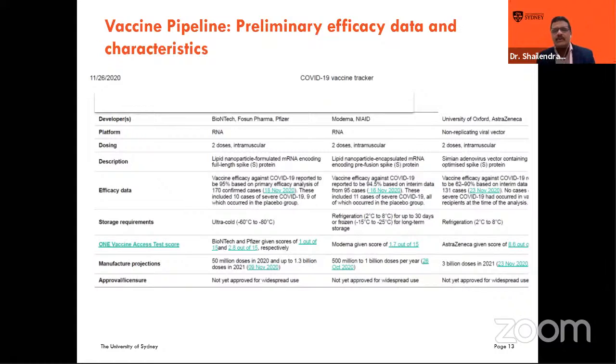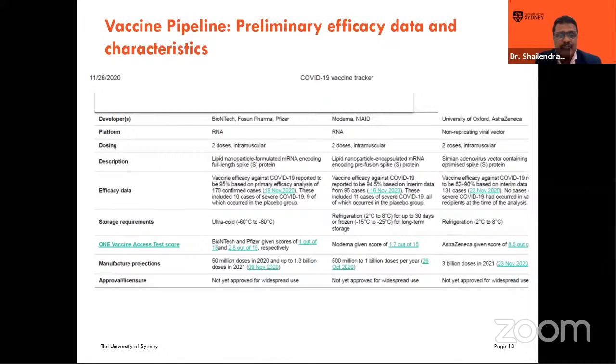And this is just to show you, we don't have much data on Gamaleya, I'll show you some though. So this is kind of a side-by-side comparison. I'm sorry about the font, it's very small. First is the Pfizer vaccine, which is an RNA vaccine, 2 doses intramuscular. What we have is 95% efficacy, the primary efficacy analysis. So you've got to be very mindful of this. We have information from press releases. We actually don't have this data yet in the public domain. This is all going to be available in the next few weeks. So we have to go by what the companies' press releases are telling us at this stage.